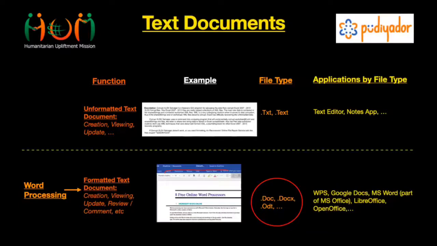Word processing is essentially the creation, editing, modification of formatted text documents. Okay, so word processing applications let you create a formatted text document. It lets you view a formatted text document. It lets you update or review or comment. There are multiple things possible in a formatted text document. We'll get to review and comment later.